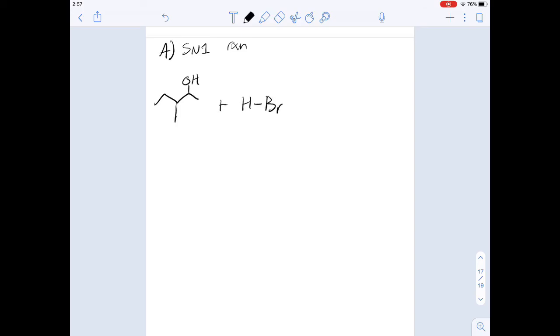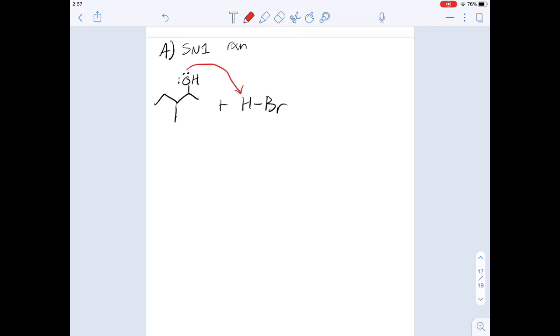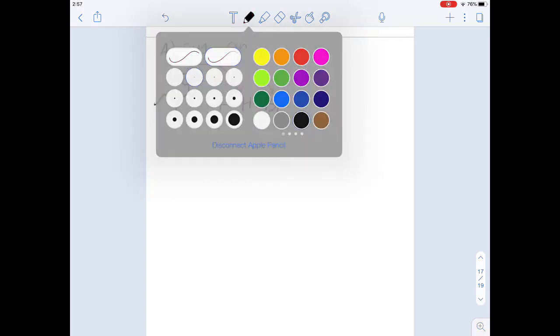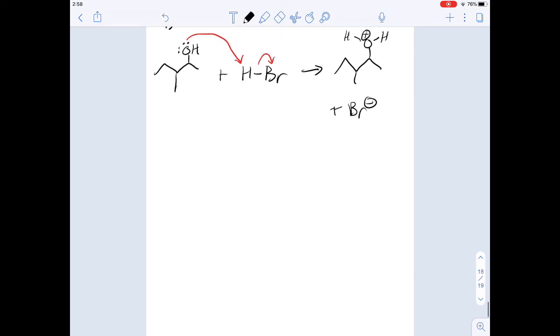So you have your OH, your O is going to, or the lone pairs on your O, one pair is going to pull the H off of the HBr, and that's going to create your Br anion. And now you have water, which, as we all remember, is a good leaving group. So it's going to pop off in the second step.